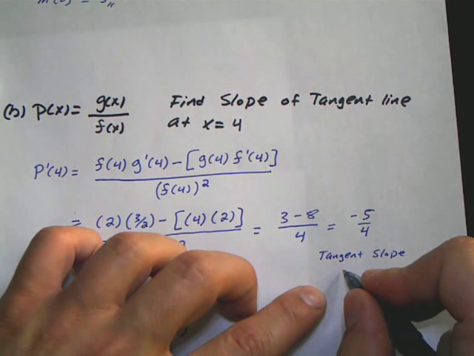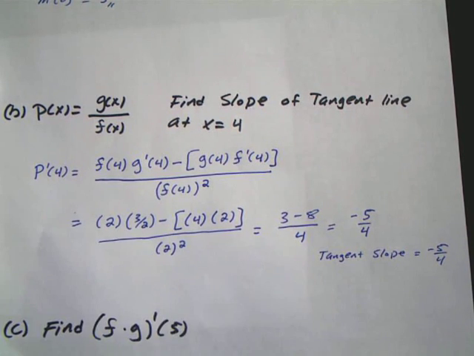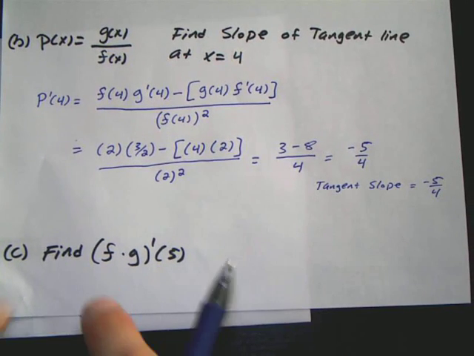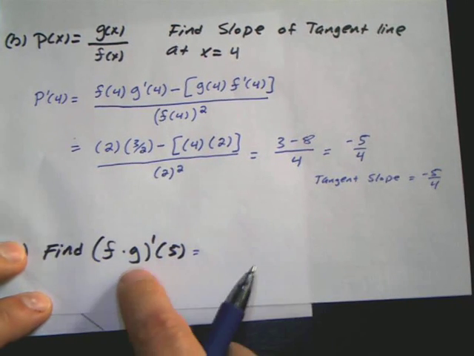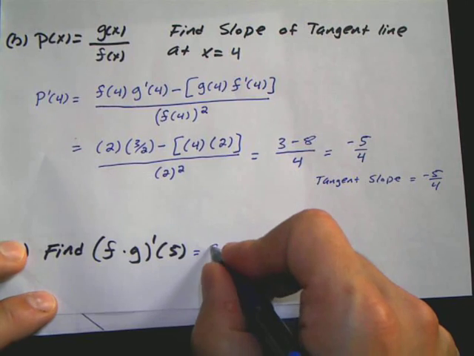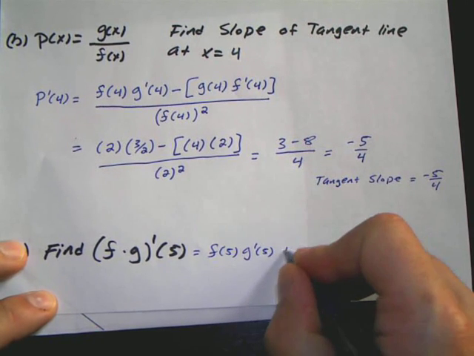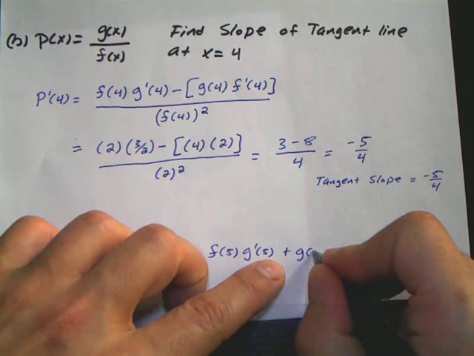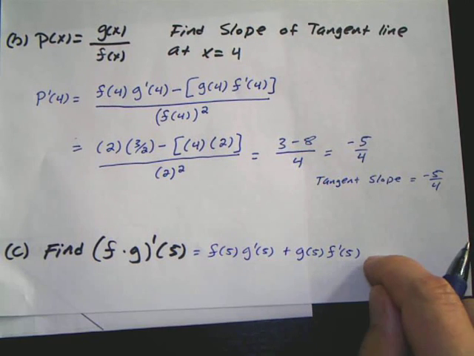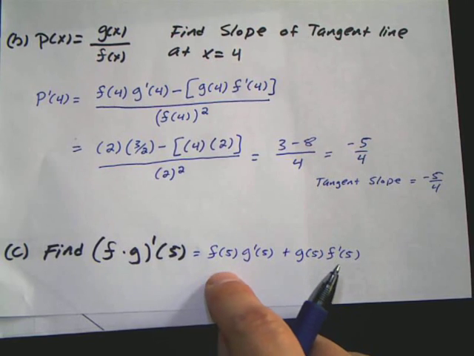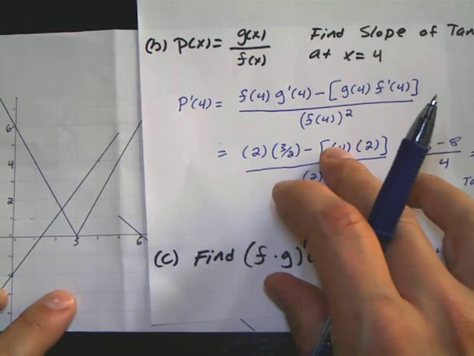Alright, last one is going to be f times g prime evaluated at 5. I go ahead and again use the product rule. It's going to be f of 5, g prime of 5, plus g of 5 times f prime of 5. F of 5 again is the value, so it looks like the value of the absolute value at 5. Oops, let me put this back over here. The value of the absolute value function at 5 is 4.